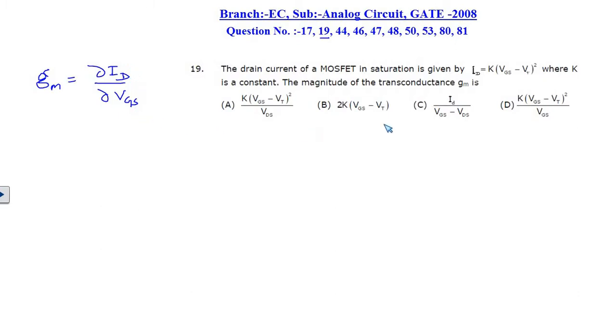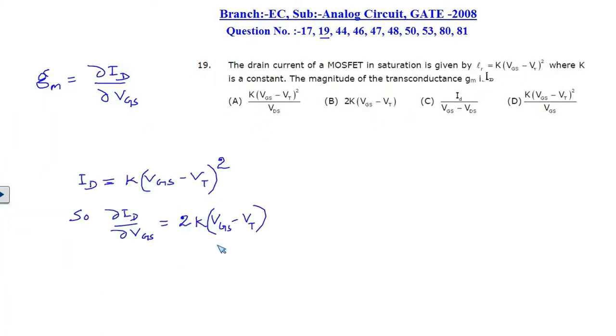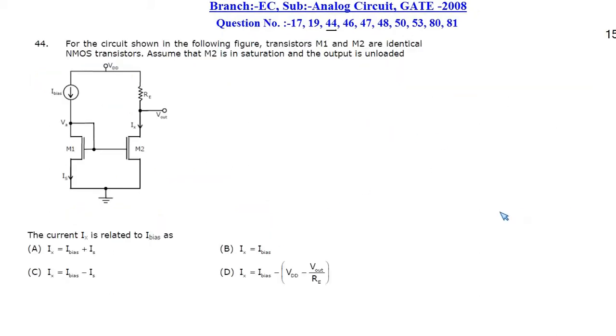So once we differentiate this ID with respect to VGS, we will get 2K(VGS minus VT). Hence V is the correct answer. Thank you. Next question is question number 44.